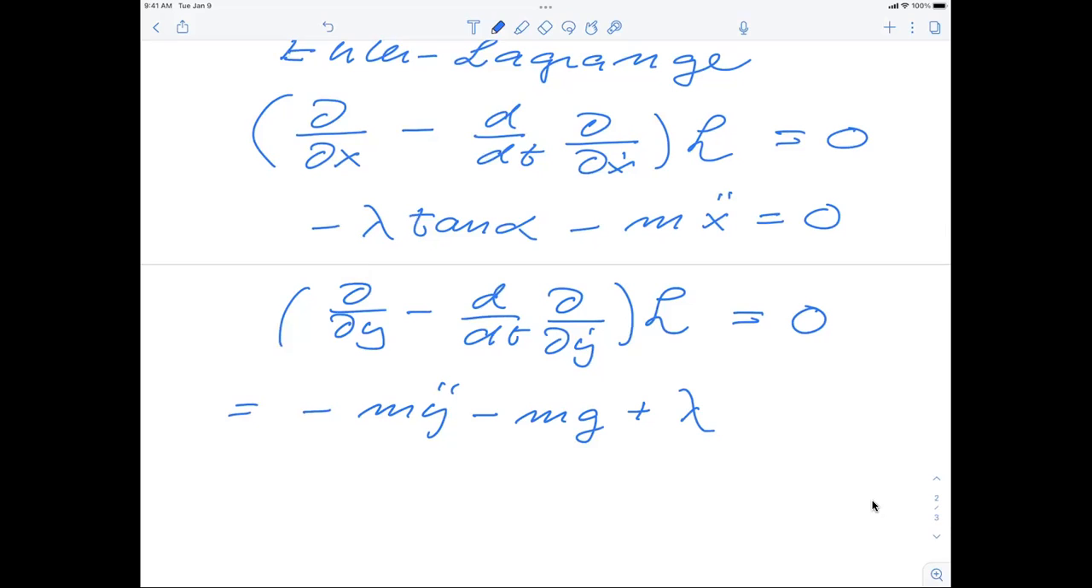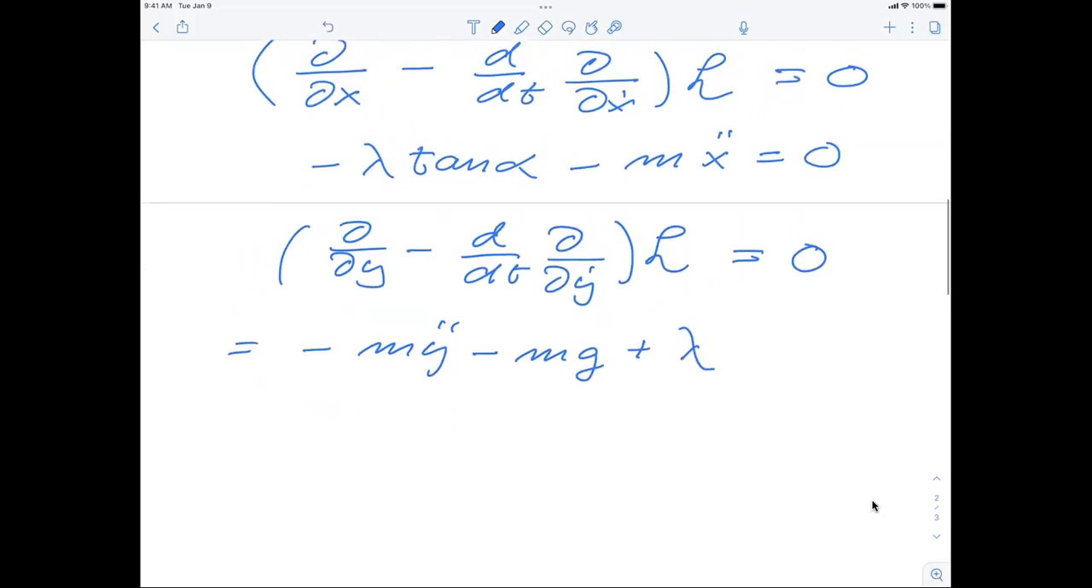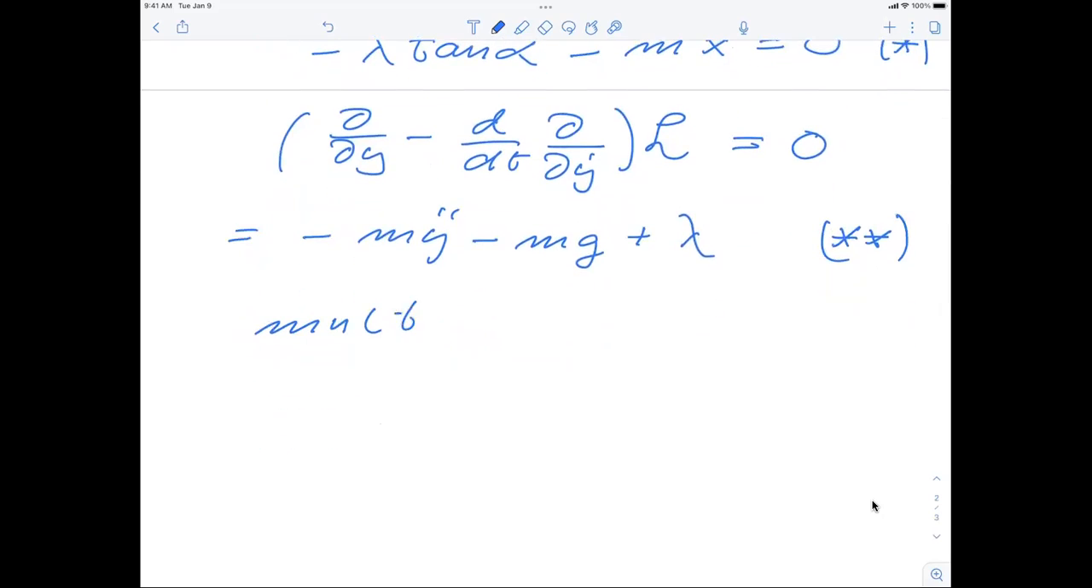So what you would do now is the following. Let's label these equations. I'm going to label this one with an asterisk, and I'll label this one with a double asterisk. We would multiply this equation here with tan alpha, and then subtract the second equation.